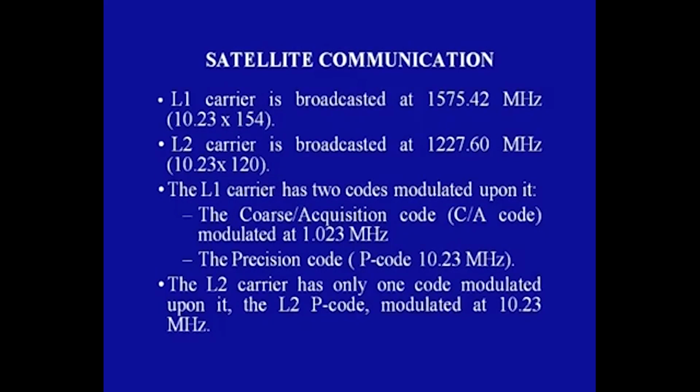When we look at the signals which are being broadcast by the satellite, the first carrier wave, L1, broadcasts at a frequency of 1575.42 megahertz, which is 154 times the fundamental frequency of 10.23 megahertz, which has been generated by a very precise atomic clock. The second carrier wave, that is L2, broadcasts at 1227.67 megahertz, which is 120 times the fundamental frequency of 10.23 megahertz.